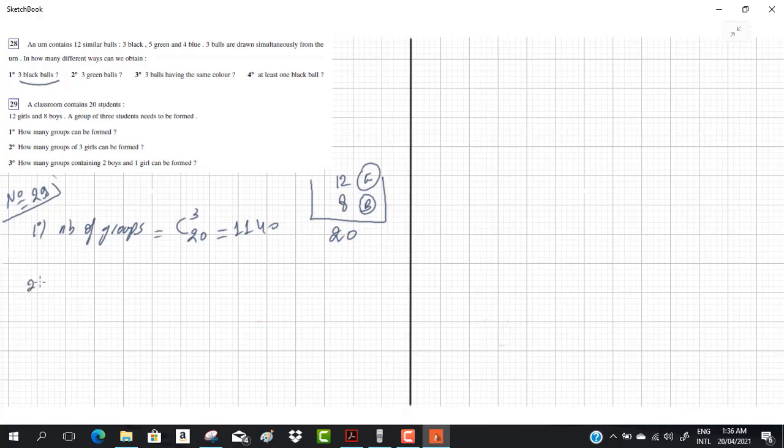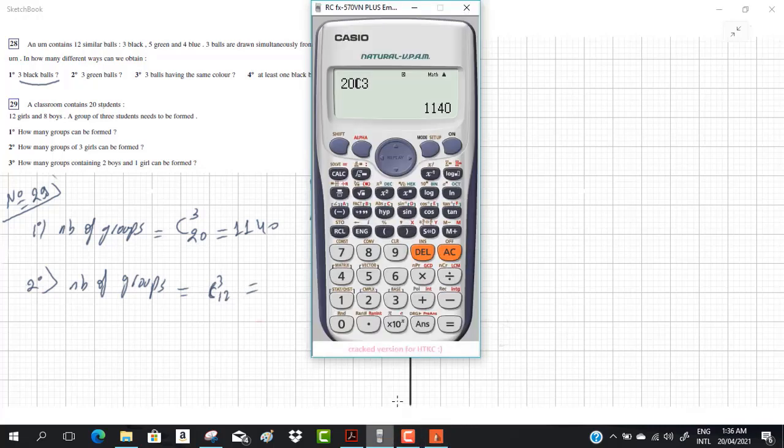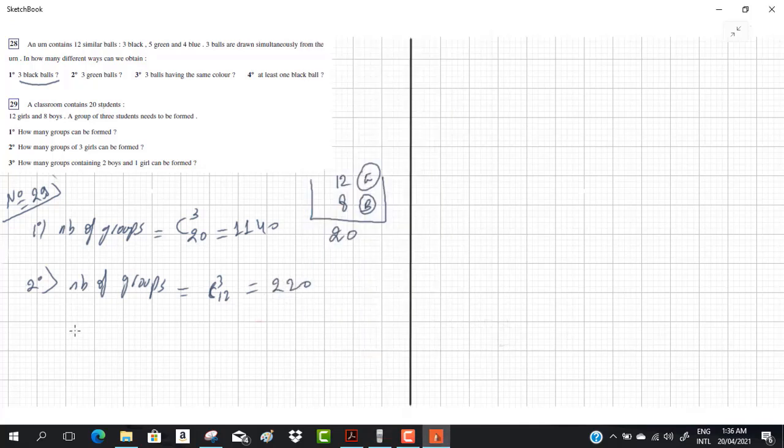Part 2, how many groups of 3 girls can be formed? We have only to select from the girls. Number of groups here in the second case equals C3 out of 12. I'm selecting 3 out of 12. 12 C3 is 220. How many groups containing 2 boys and 1 girl?